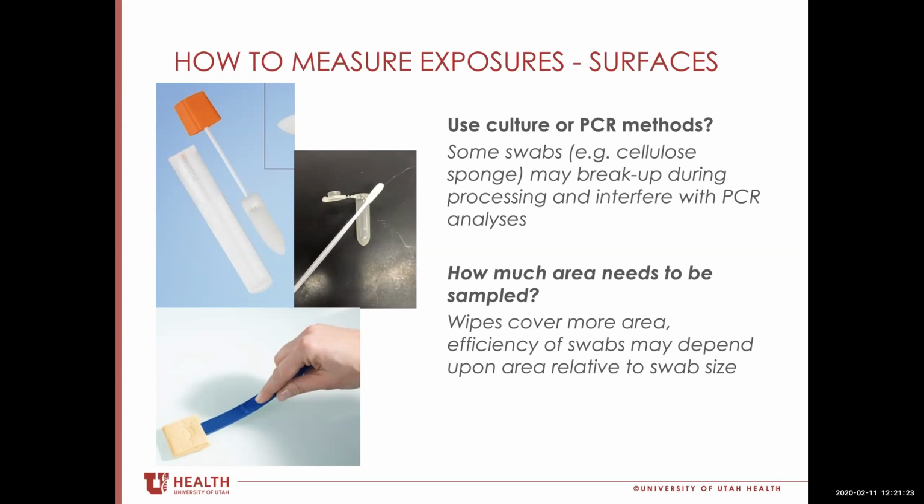But the cellulose sponge breaks up when you beat it to extract the genetic material and creates fragments that were a concern that might interfere with the PCR analyses. So on the top left is called a macrofoam swab. This specifically is an Enviromax swab. It's about the size of a small tampon, is the size of the foam piece here. And on the right is a Copan swab, which is basically like a large Q-tip.